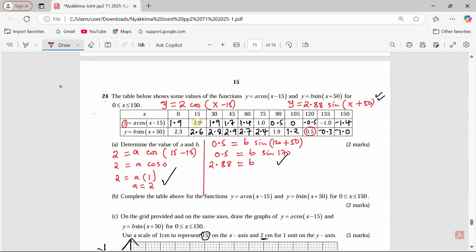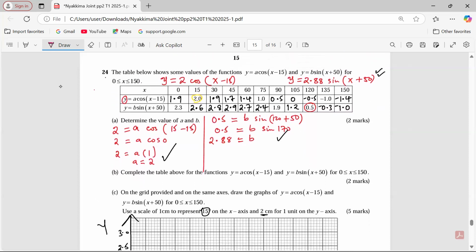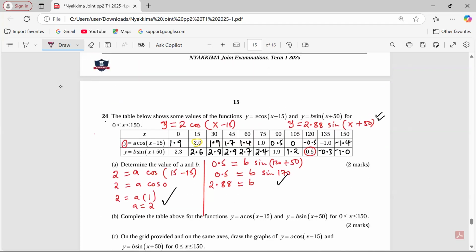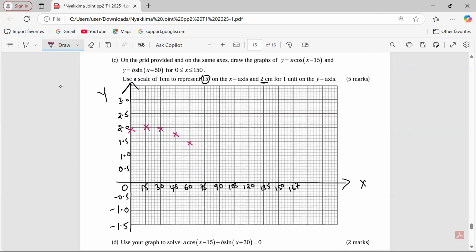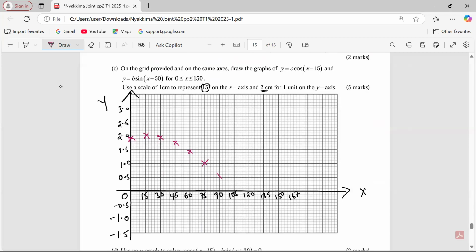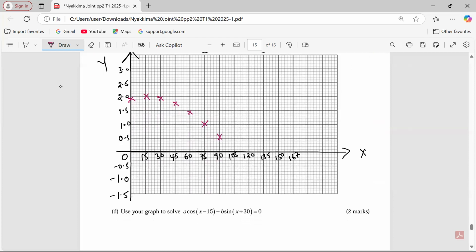Then at 45, we go to 1.7. Then at 60, we are talking of 1.4, which is just below 1.5. At 75, 1.0, which is here. At 90, we are talking of 0.5. Then at 105, we are talking of 0 exactly.